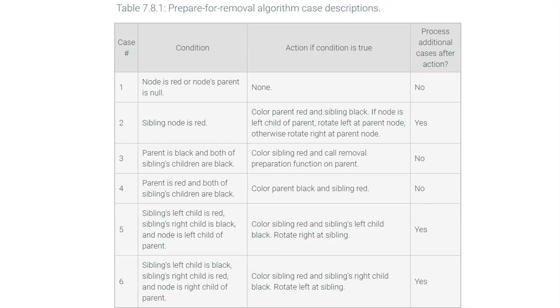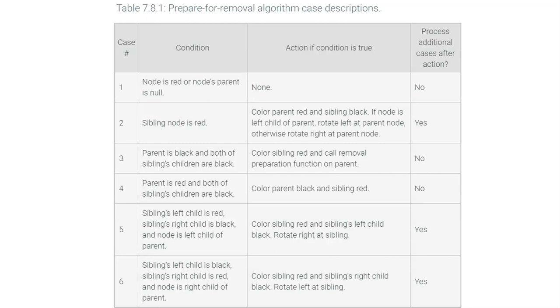Case 3. If the parent is black and both of the sibling's children are also black, we color the sibling red, call the removal prepare function on the parent, and we return, and the preparation function will happen again on the parent. For case 4, if the parent is red and both of the sibling's children are black, we have to color the parent black and the sibling red. Once finished, we do a return and stop checking the other cases.